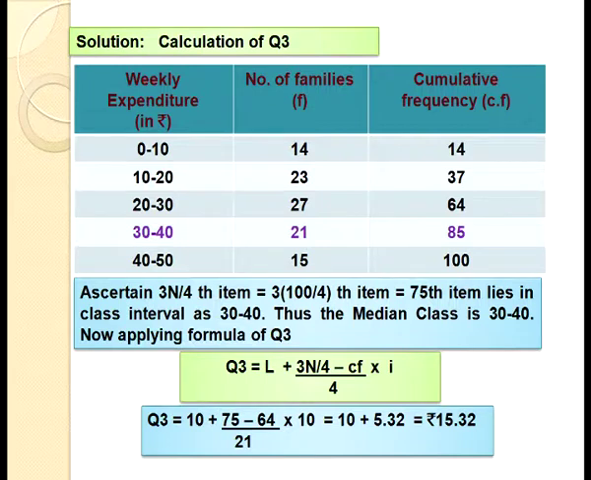So students, we have learned how to compute Q3 in the case of continuous classes. Now students, as we know, we have just computed Q1 and Q3 in continuous classes, but what happens in the case of other frequency distributions?